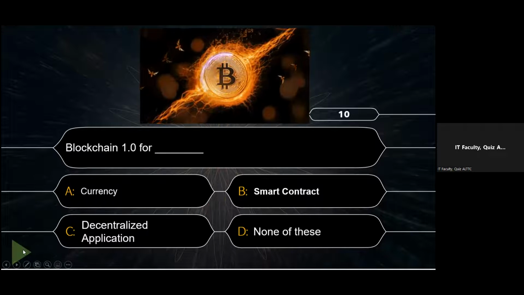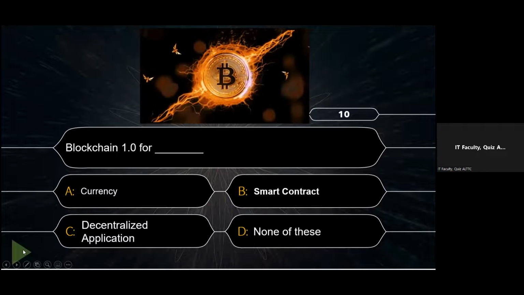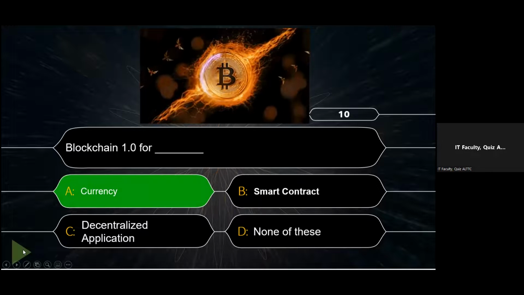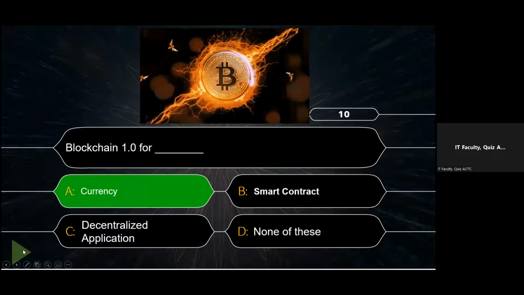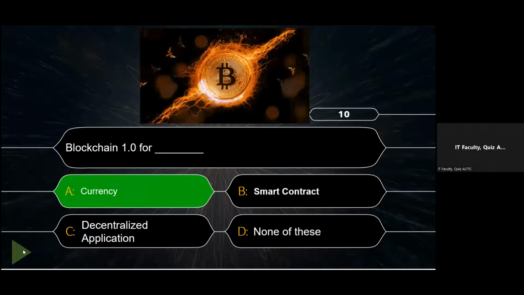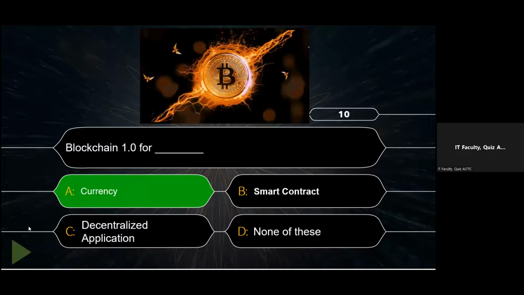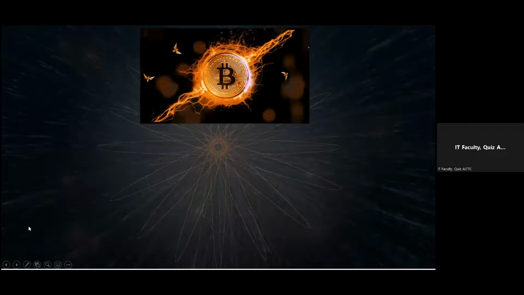Answer. As I see, most of the people have given the correct answer. Mohan sir, you have given option D, that is none of the above. But no, it's not none of the above. It's the answer A, currency. Blockchain 1.0 is for currency. Okay, so now moving.